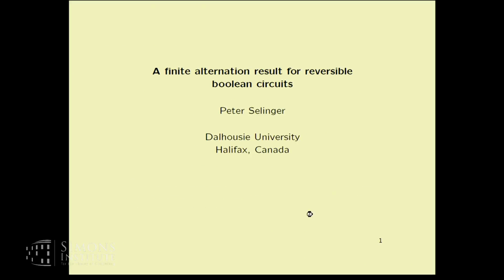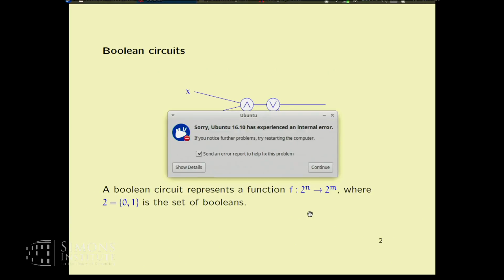So Boolean circuits, as you know, are built from gates: and, or, not.